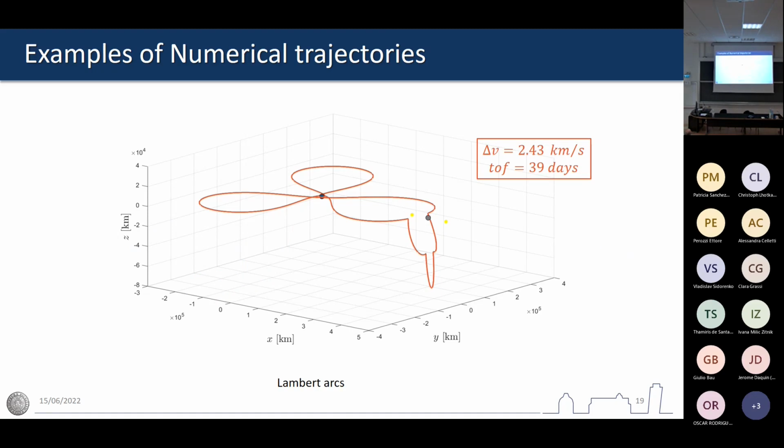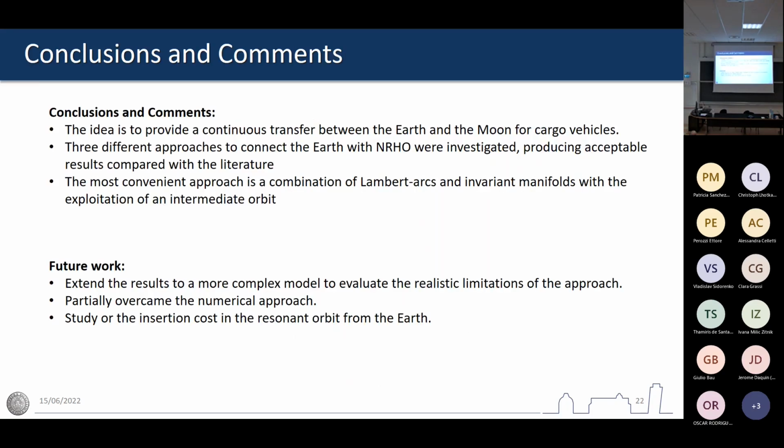Okay, so this is just a numerical example of the results. In here we spend 2.43 kilometers per second, and we have 40 days. This one we spend a bit more. This is only manifold, and it's not very convenient in terms of time. And this is the best solution that I was saying, a combination between manifold and numerical.